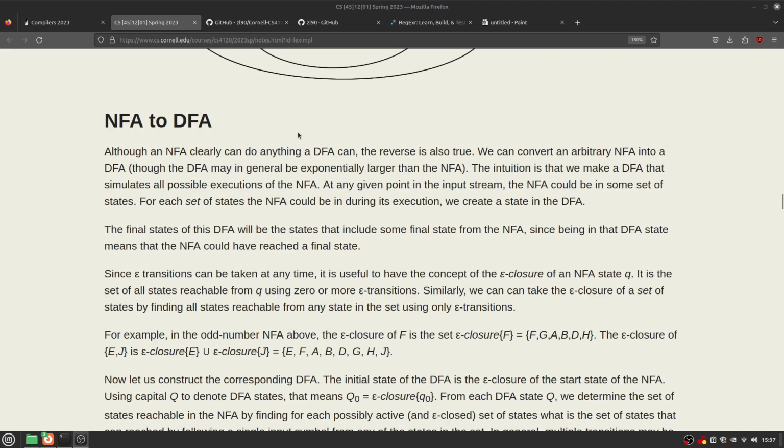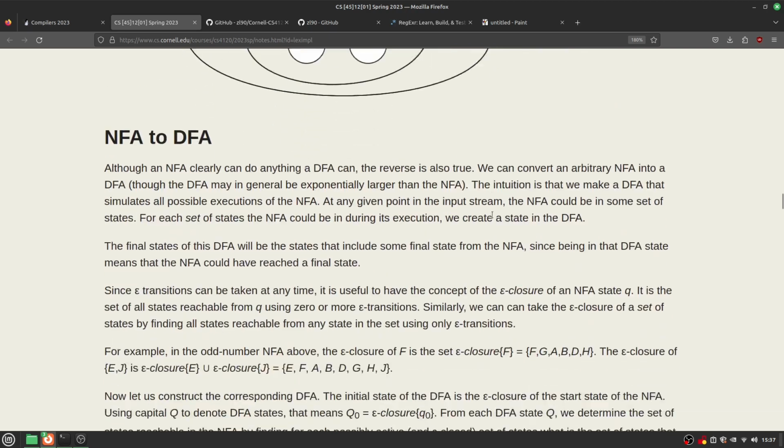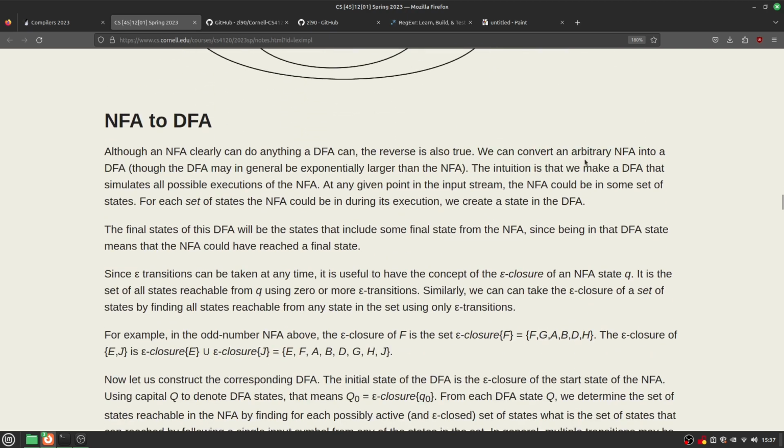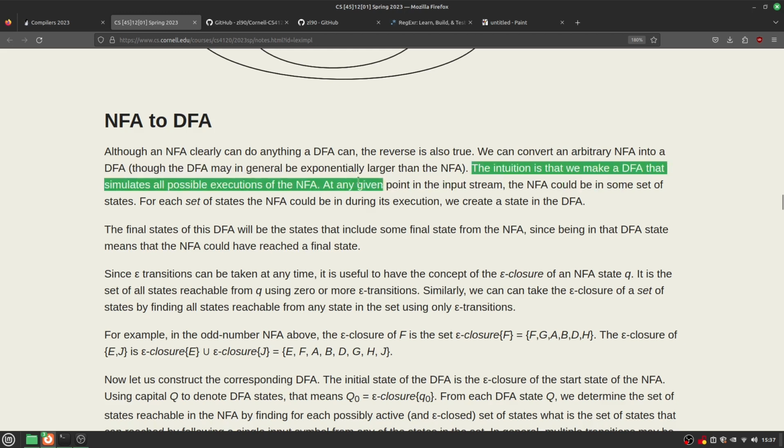Alright, continuing on from the last session. So, NFA to DFA. Although an NFA clearly can do anything a DFA can, the reverse is also true. We can convert an arbitrary NFA into a DFA, though the DFA may in general be exponentially larger than the NFA. The intuition is that we can make a DFA that simulates all possible executions of the NFA.